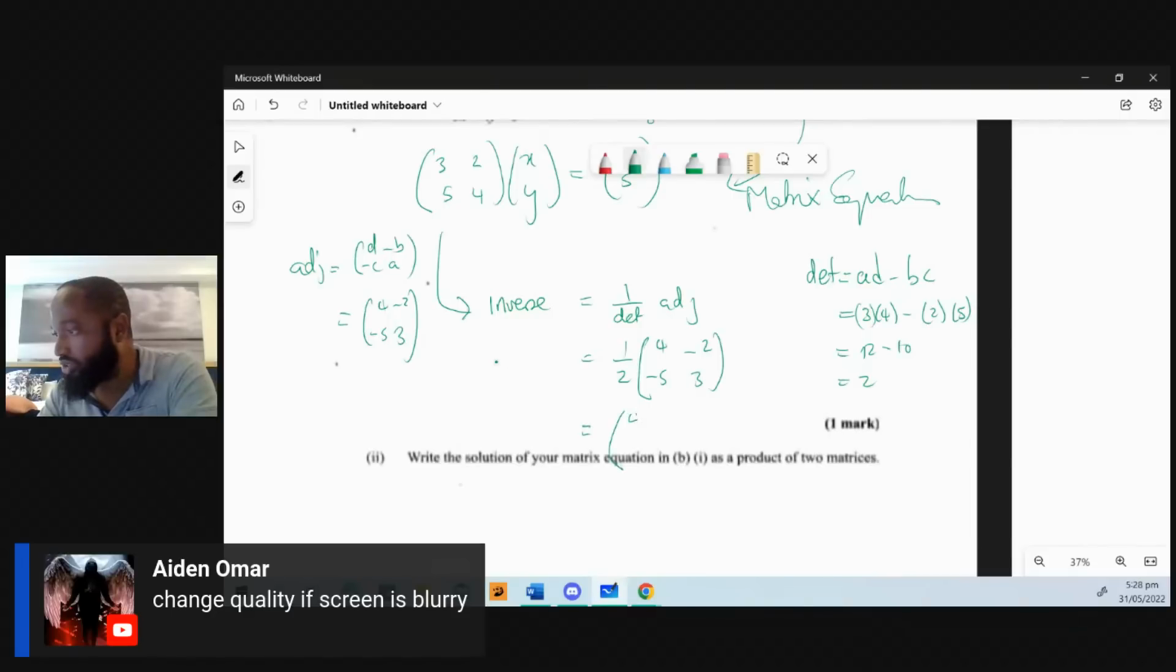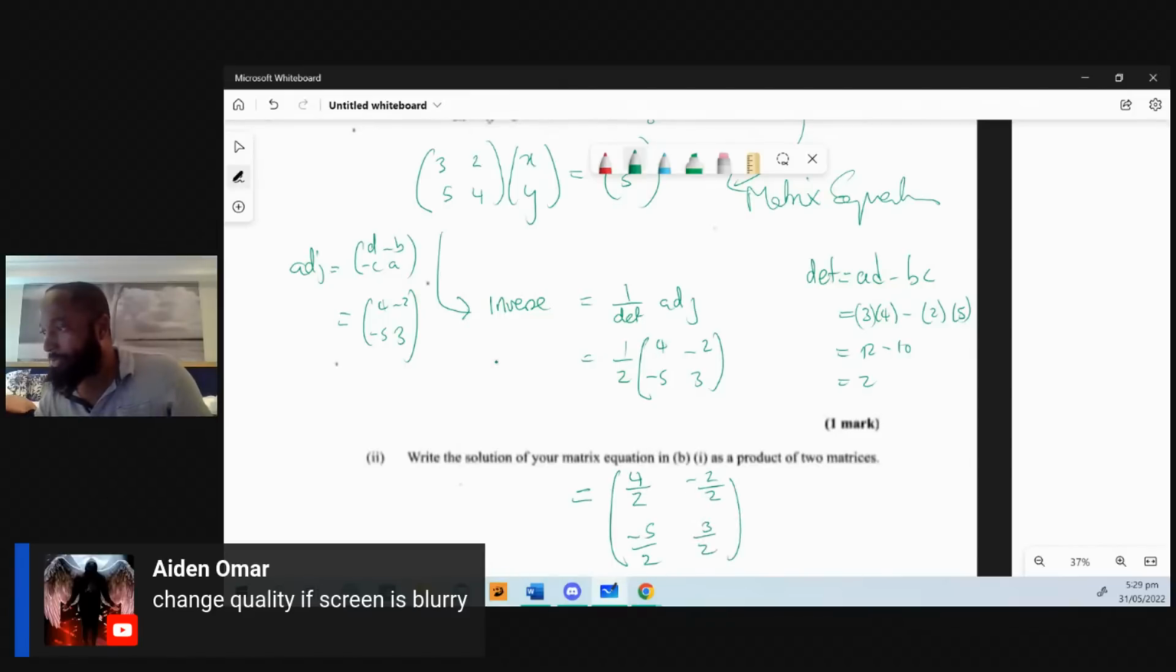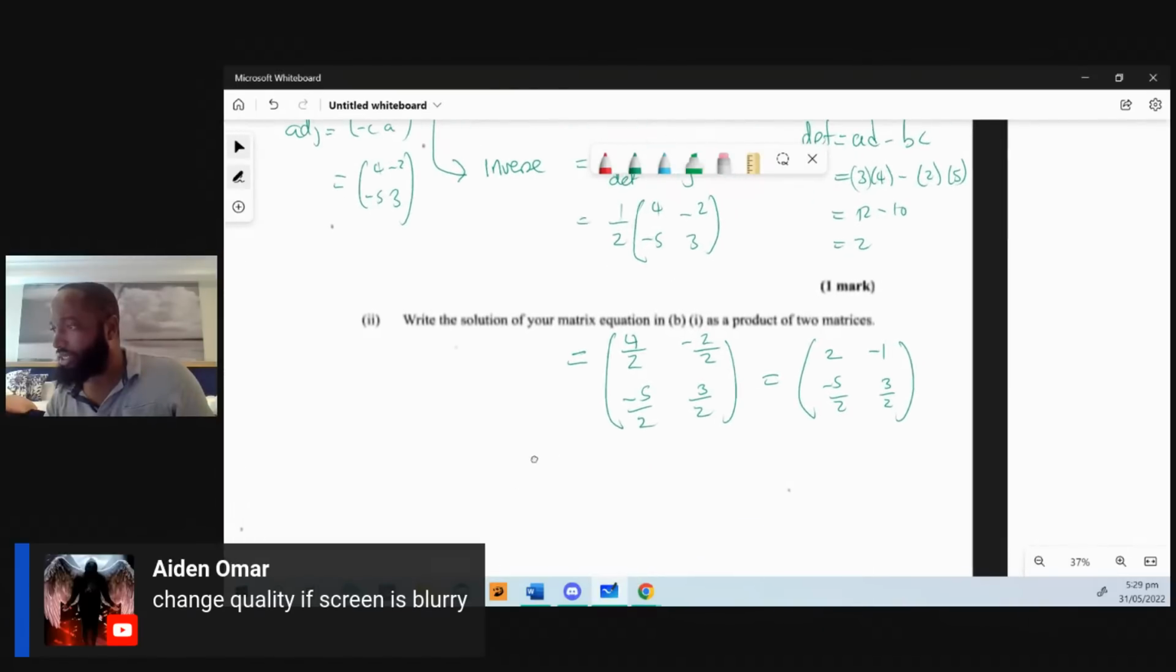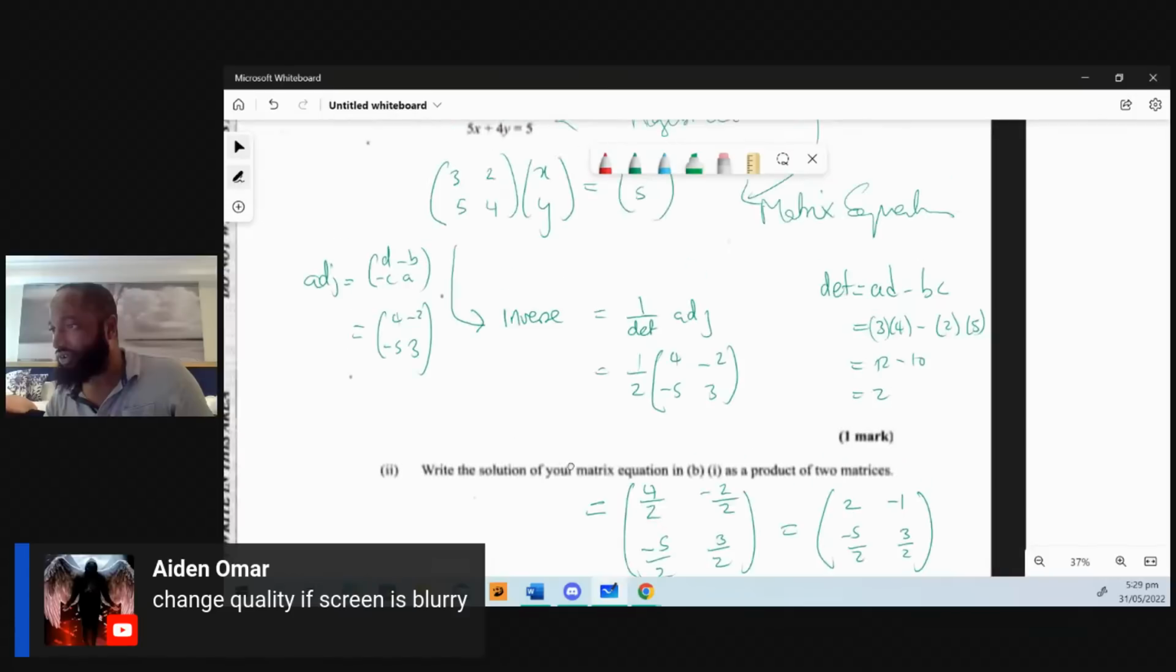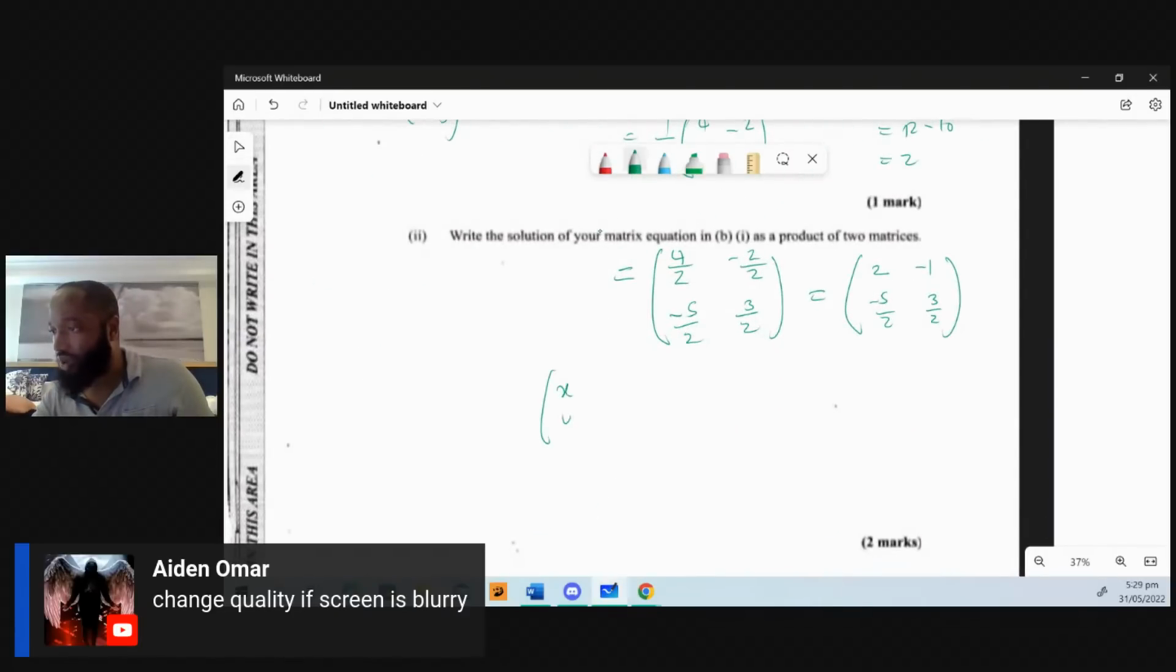So, okay, 1/2 and you just put everything over. Remember when I showed you this? So this is 4/2, and -2/2, 3/2. You can break it down to 2, -5/2, -1, 3/2, right? That sounds good to me. Boom, bang, bing. But this is not the answer. This is just the inverse matrix. We just found the inverse. So now we can write the solution as x, y is equal to the inverse matrix 2, -1, -5/2, 3/2. This is the inverse.